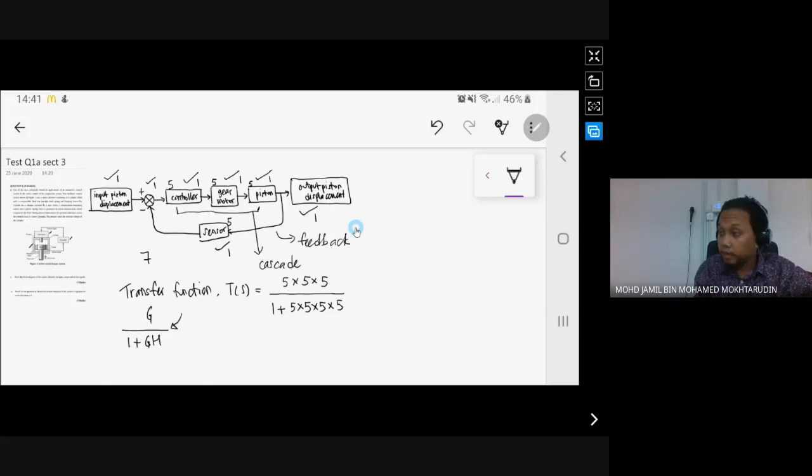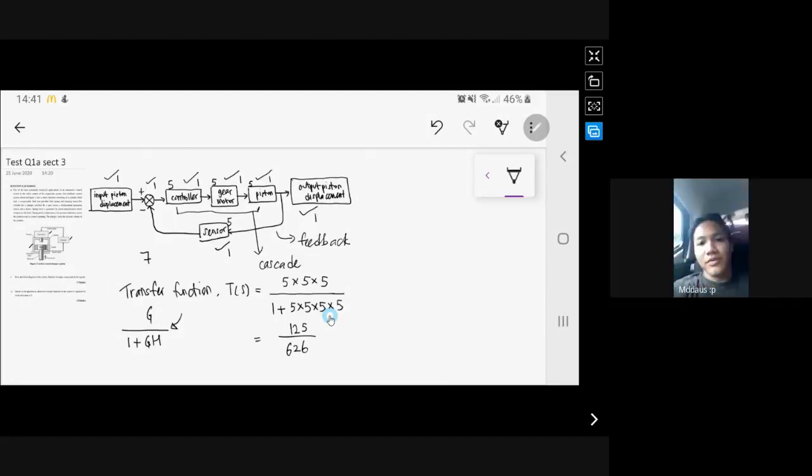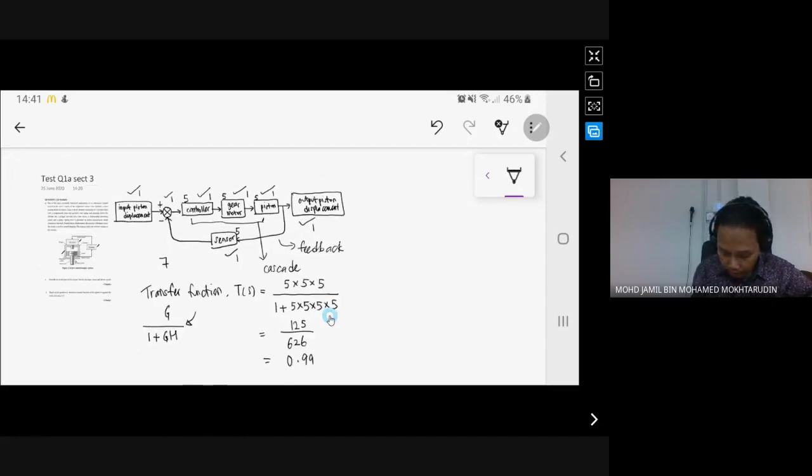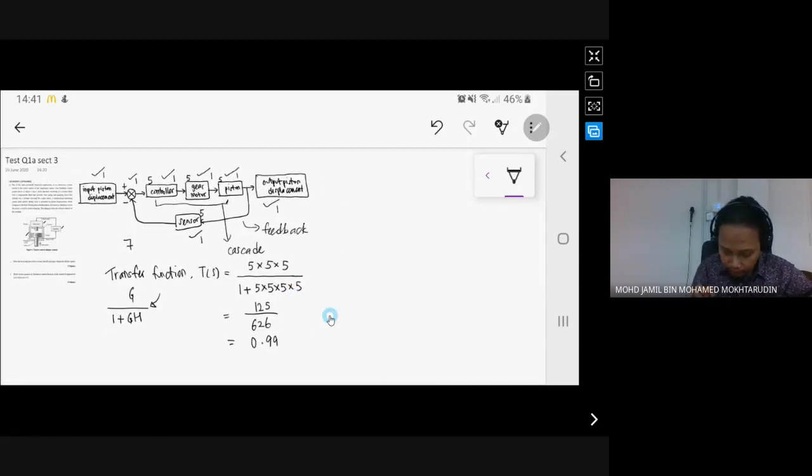Okay, so you just substitute value 5 into this formula. So after you calculate this, simplify this into 125 divided by 626. And then you get 0.99.